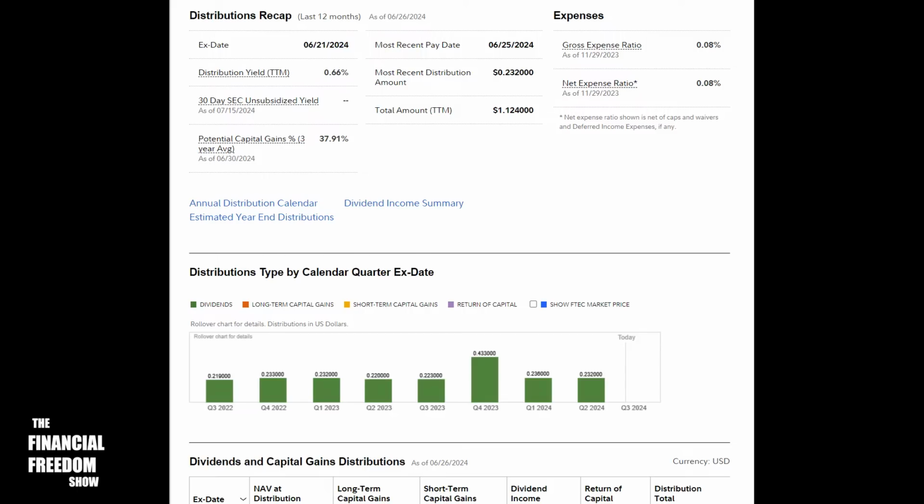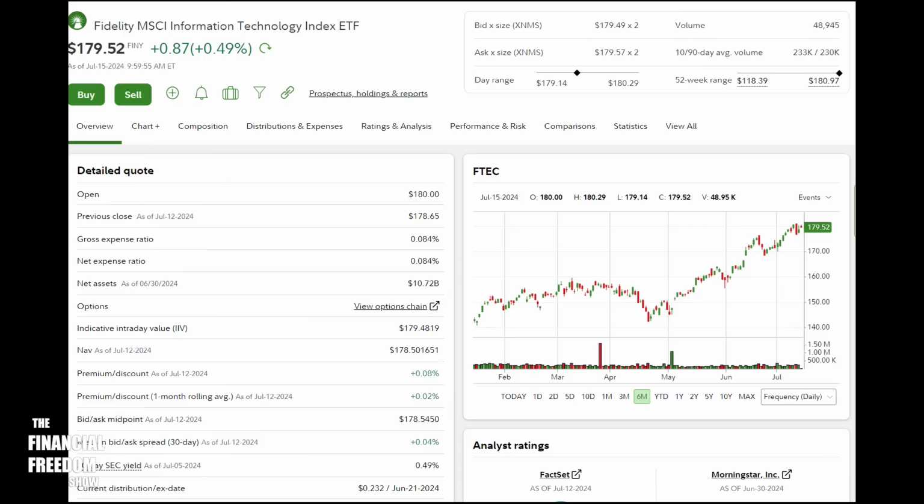FTEC also offers liquidity and flexibility. As an ETF, it can be bought and sold throughout the trading day, providing investors with the ability to react to market movements and adjust their positions as needed. Lastly, the low expense ratio and tax efficiency of FTEC make it a cost-effective choice for investors. Keeping costs low is crucial for maximizing your long-term returns.